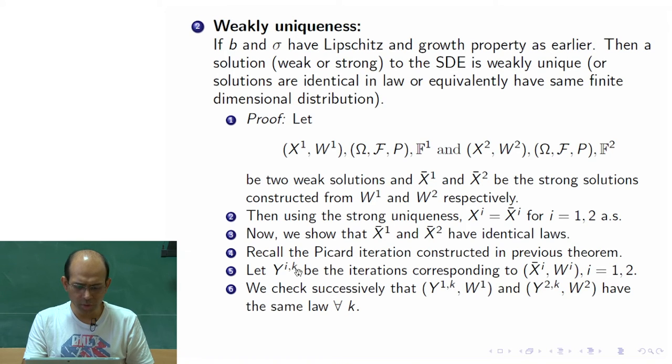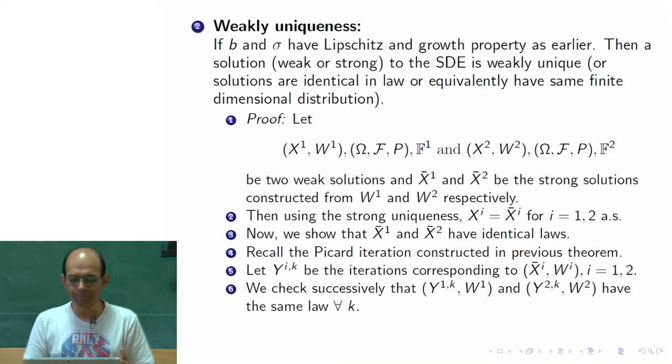Here we construct y^k as the iterations corresponding to x bar i and W i. We check successively that y_1^k and y_2^k, for k equal to 1, 2, 3, etcetera, are constructed using W1 and W2 respectively. However, W1 and W2 have the same law. These are constructed iteratively, so at the zero step, both have the same law. At the first level also they have the same law, because the equation is exactly the same, only W1 is replaced by W2. So both have the same law for each and every k.